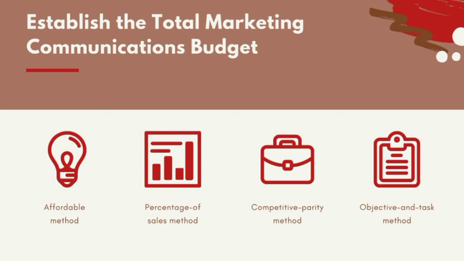Okay, and then the percentage of sales method is when some companies set promotion expenditures at a specific percentage of sales, either current or anticipated, or of the sales price. And then the competitive parity method. The competitive parity method is when some companies set their promotion budget to achieve share of voice parity with competitors.